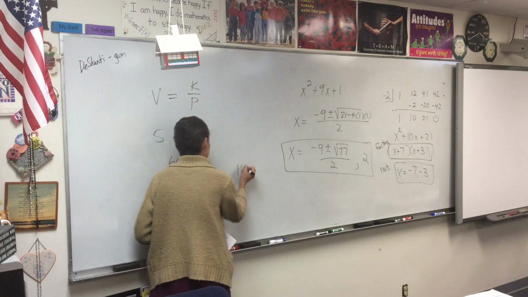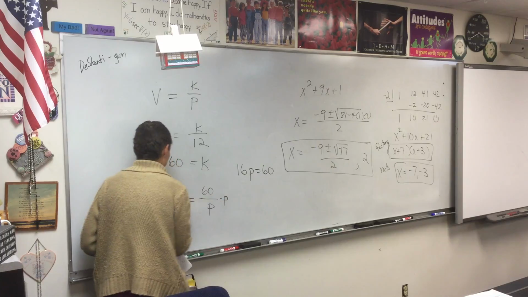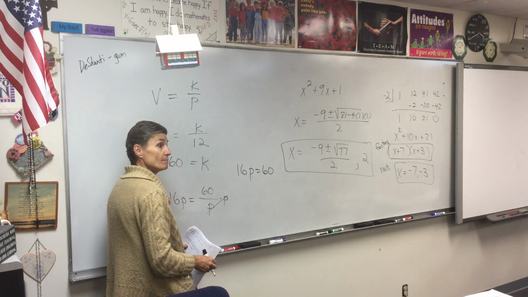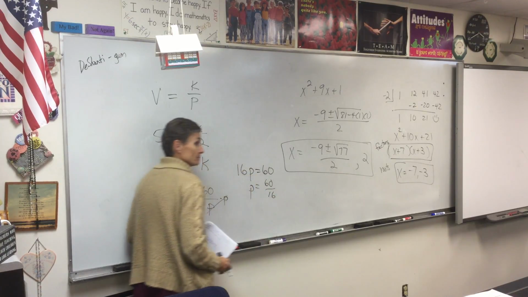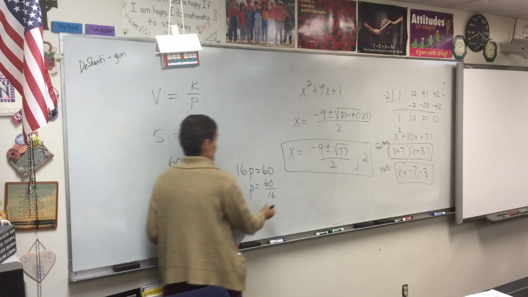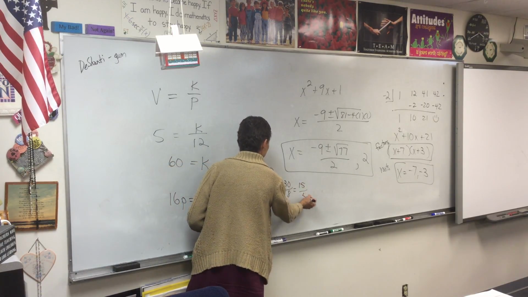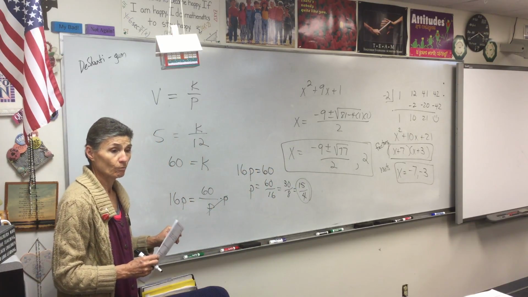Multiply by P. So 16P equals 60. Times both sides by P. And then divide by 16. That reduces to 30 over 8 or 15 over 4. So your answer is 15 over 4.